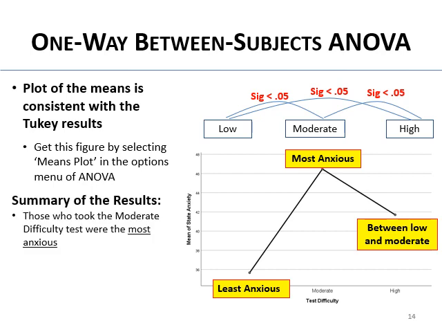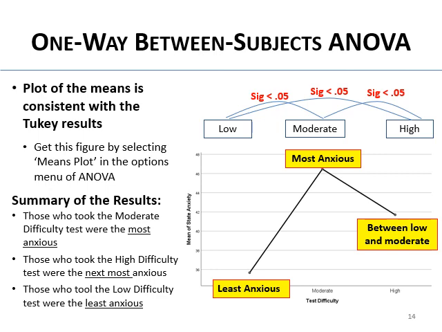So a quick summary: those who took the moderate difficulty test were the most anxious. Those who took the high difficulty test were the next most anxious, right? And then those who took the low difficulty test were the least anxious. And you could have said it the other way, right? The lowest anxiety was the low difficulty, next lowest was the high difficulty test, and then the highest was the moderate difficulty test.